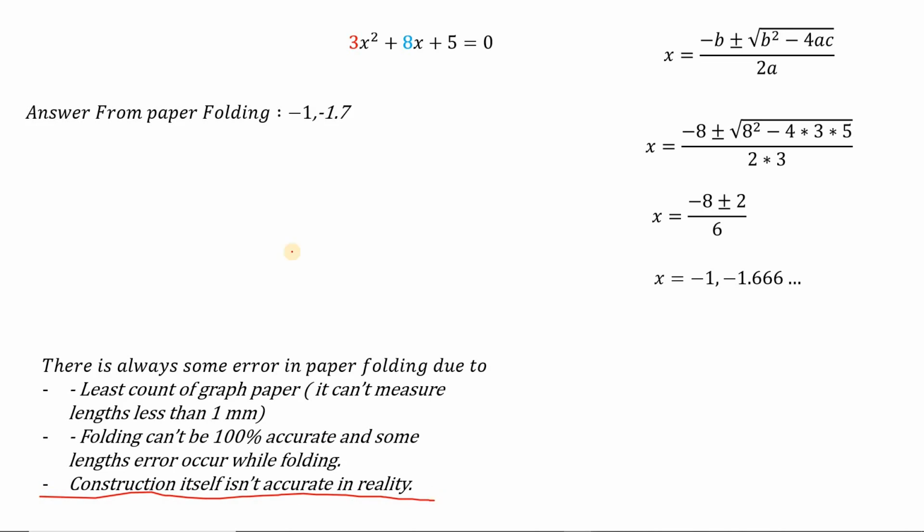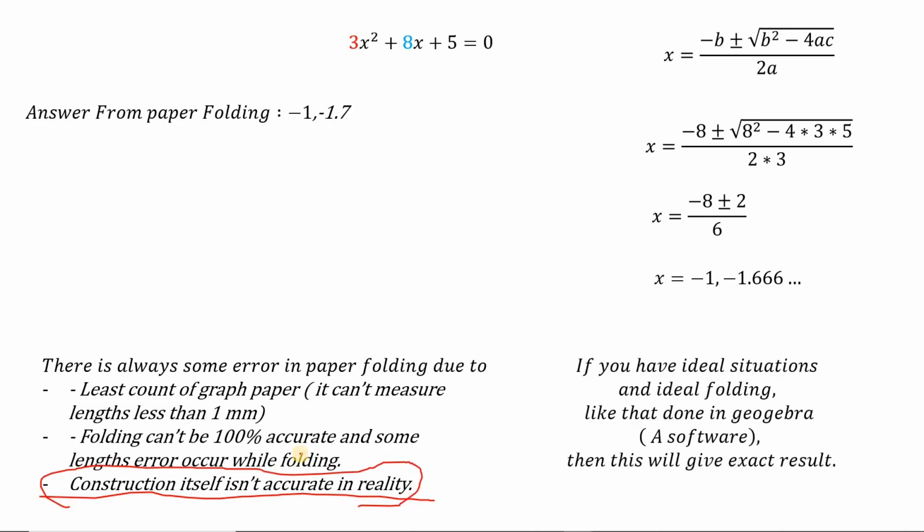Let's say an example. Suppose you want to draw 5 cm with a ruler on a paper, but you can't be sure whether the measured length is accurately 5 cm or not, because it could be something like 5.02 cm or 4.99 cm. So construction itself isn't accurate in reality. So that's the reason why we don't get the exact result from paper folding.